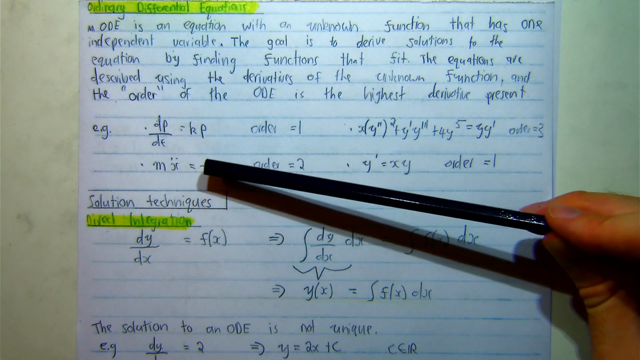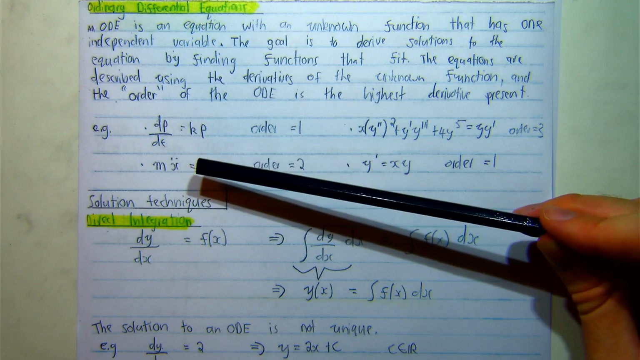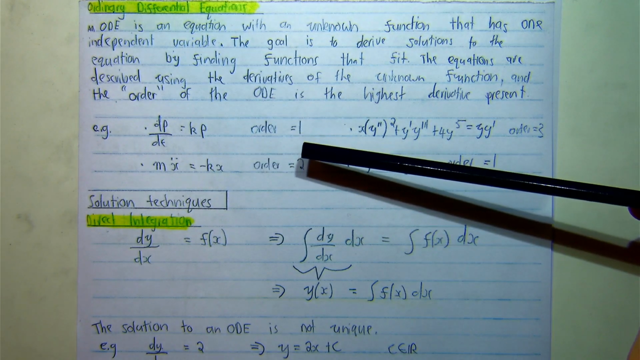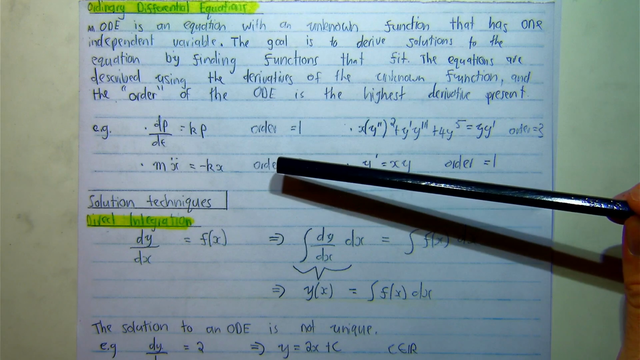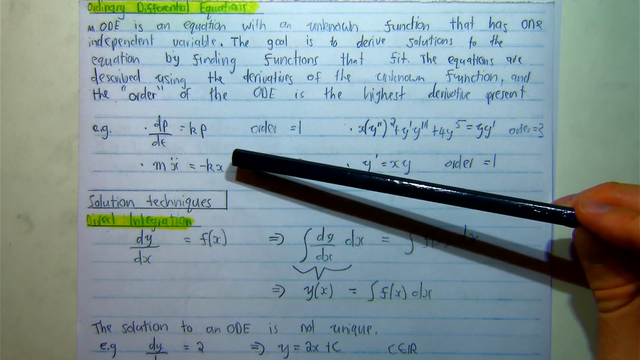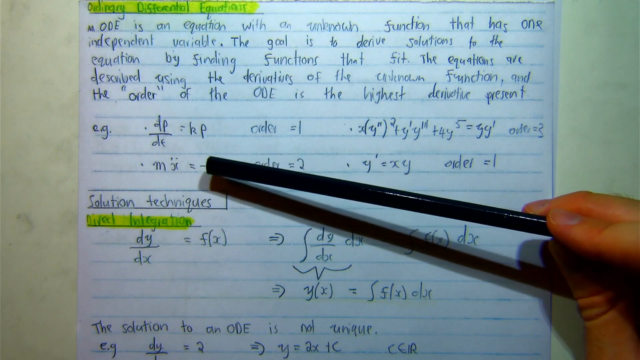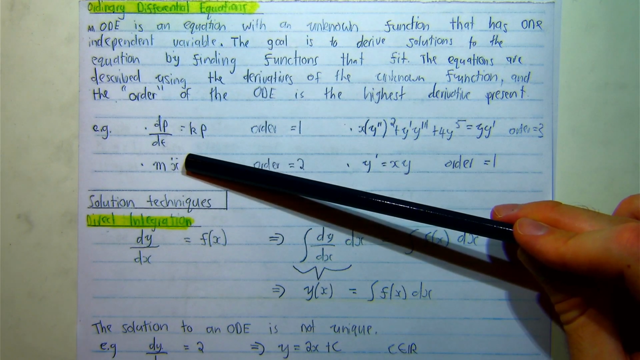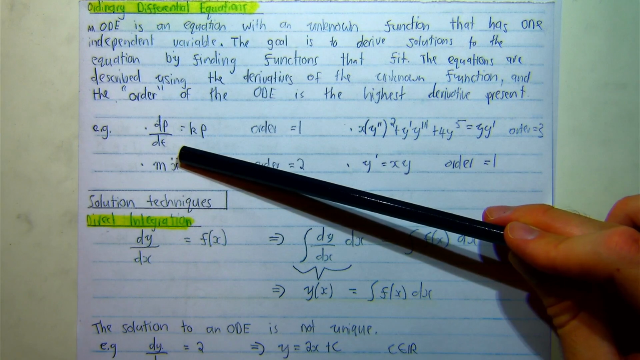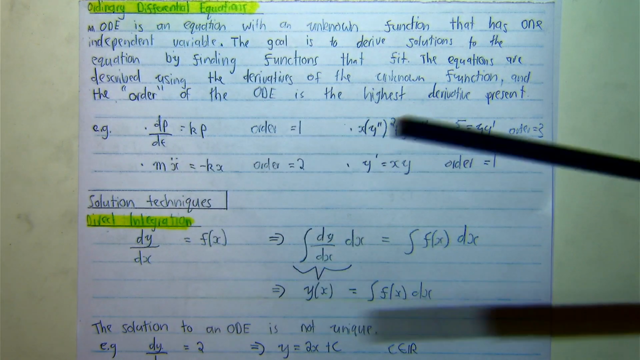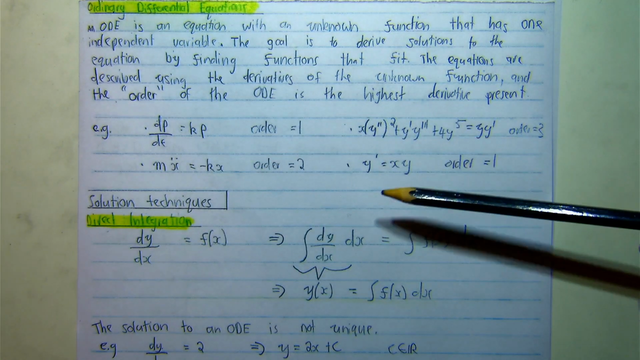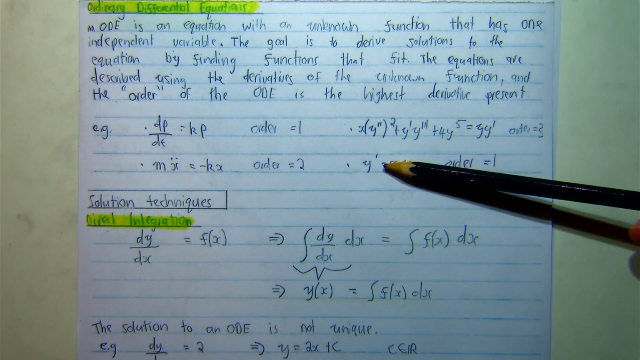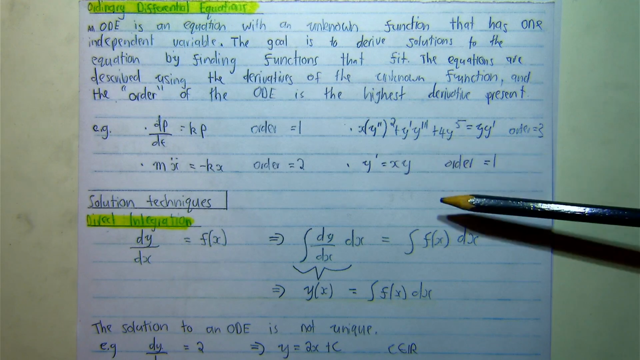So in this one below, we've got m x double dot is equal to minus kx, so the order is equal to 2. And in this case, m and k are constants, and x, when it's got the dot above the variable here, usually means it's in terms of time, and it's the derivative twice with 2 dots there. Here we've got y prime equal to xy. This has order 1 because you have y prime as your highest order derivative.